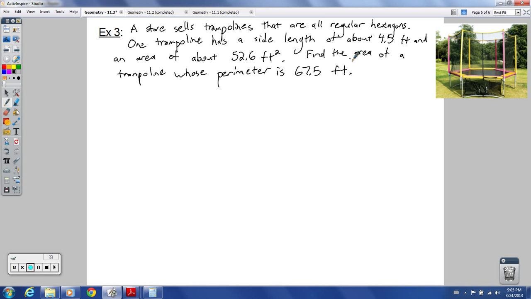And so first you have to decide, well, which one's bigger? Is it this first one you're talking about, the length of 4.5 feet, or is it the second one whose perimeter is 67.5 feet? So I'm going to split this space down here into two parts, and I'm going to put the smaller trampoline over here.